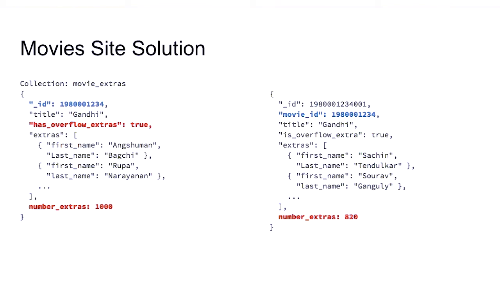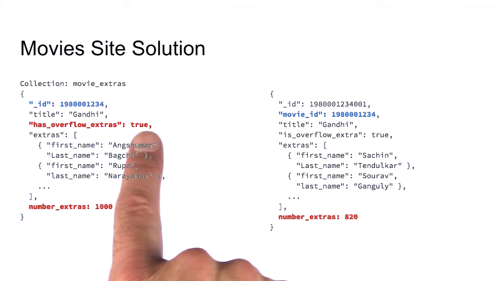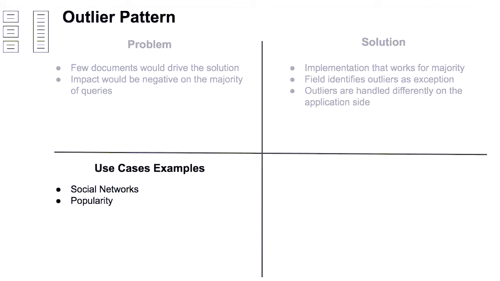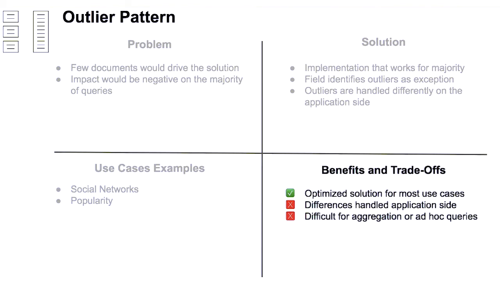Here's an example of implementation where a document representing a movie has a field to store a list of extras up to 1,000. This will work for almost every movie. If a movie happens to have more than 1,000 extras, it refers to additional documents that contain the rest of the extras. Typical use cases for the outlier pattern are social networks and other applications related to popularity, apps containing famous people or objects. The main benefit of this pattern is that the application remains optimized for most use cases.